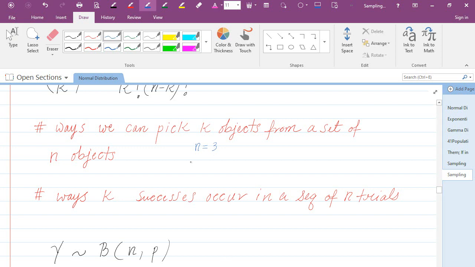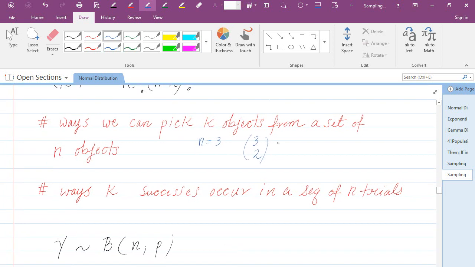Well, I'm claiming that 3 choose 2 would be the number of ways I can get 2 heads. What is 3 choose 2? It would be 3 factorial over 2 factorial times 1 factorial, which is 3. So I'm saying there are 3 ways I can get two heads, and we know that's exactly true because I can get 2 heads and then a tail.